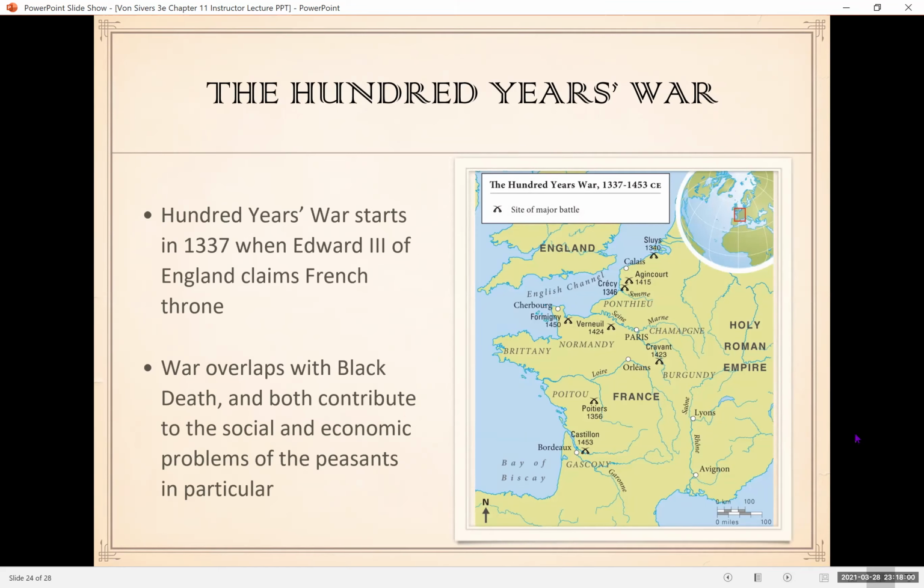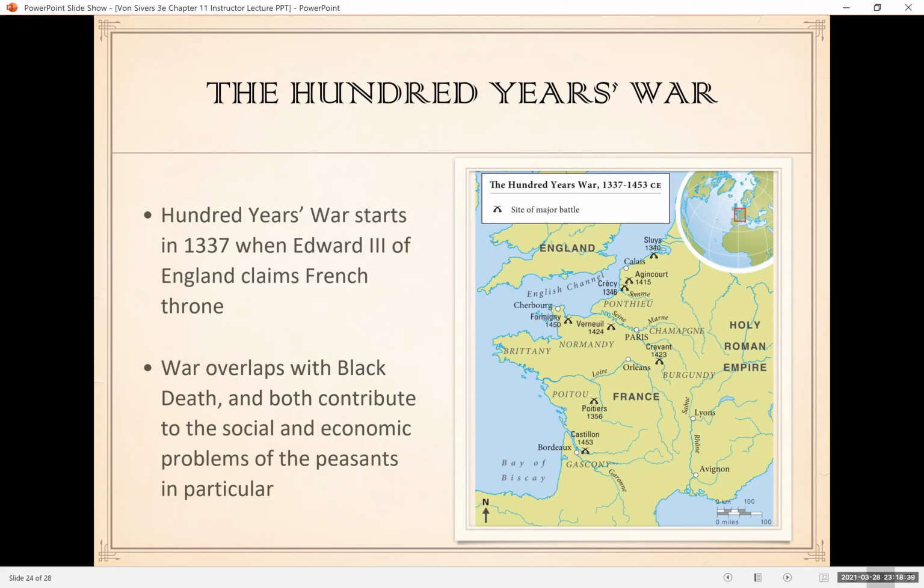However, Europeans don't do themselves any favors during this time because there was a major war going on during the entire course of the Black Death. And that was the Hundred Years' War, which actually lasted a little bit longer than 100 years, but it starts in 1337 when the King of England, Edward III, tries to claim the French throne.